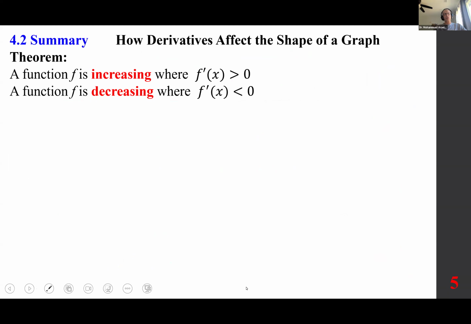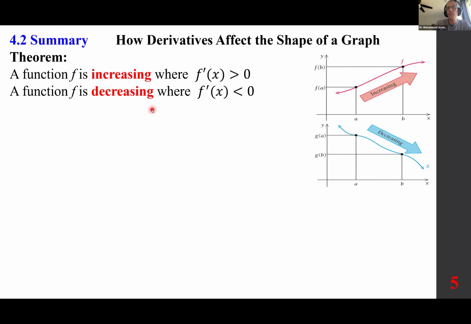Here's the summary of Section 4.2, how derivatives affect the shape of a graph. Theorem: a function is increasing where f prime is positive. A function is decreasing where f prime is negative. So as we look at these two, obviously it's a curve, but it looks almost like a line with a positive slope, so increasing. This is a curve, looks almost like a line with a negative slope.